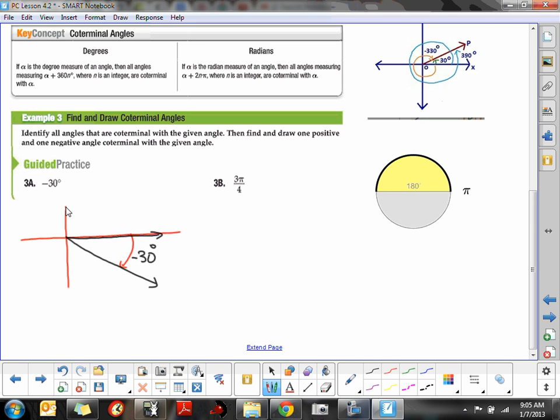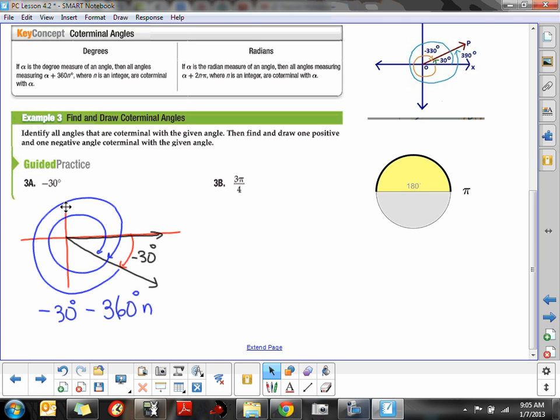One way that we could do this is by rotating around another negative 360 degrees in the clockwise direction. So we could take negative 30 degrees, and then subtract another 360 degrees, going clockwise around, and then multiply that times n. The n says we can multiply times any number of rotations. So I could go around again, another 360 degrees in the clockwise direction. Now, more than likely, the textbook is going to give you just the positive ones.